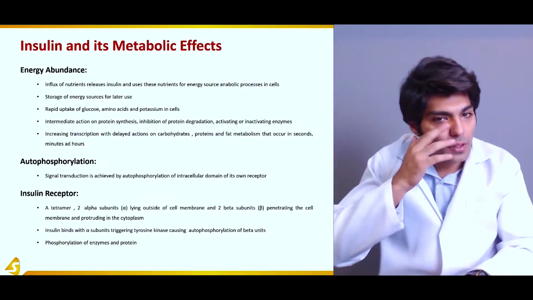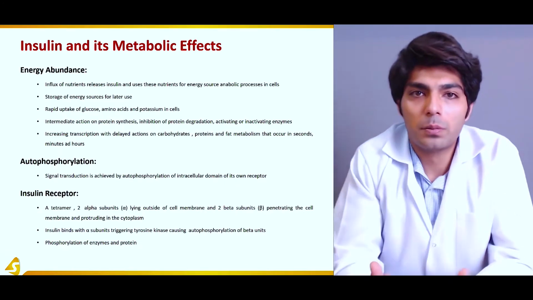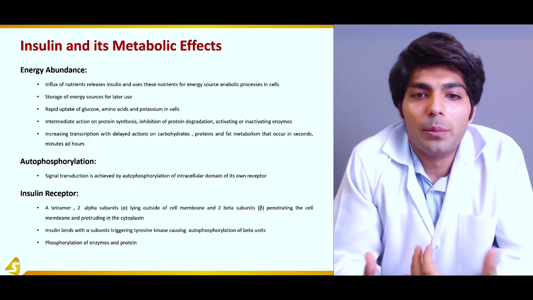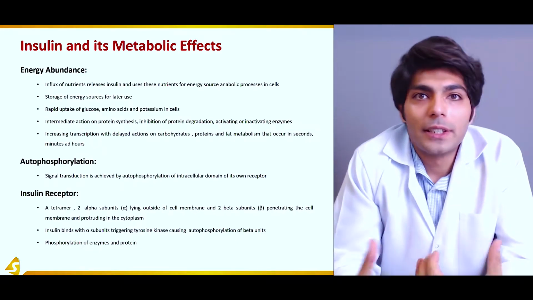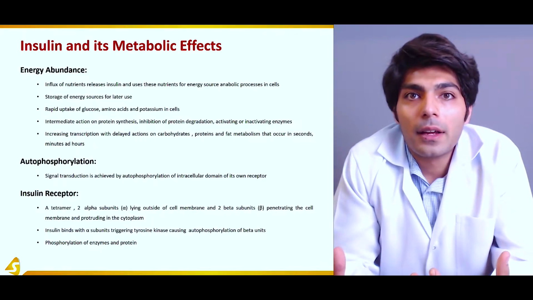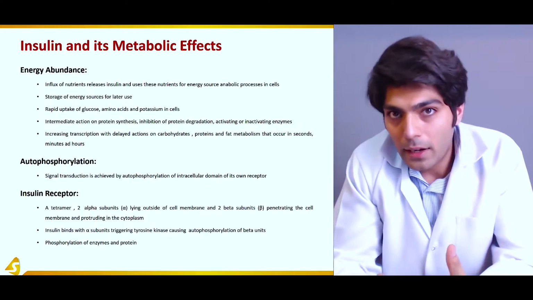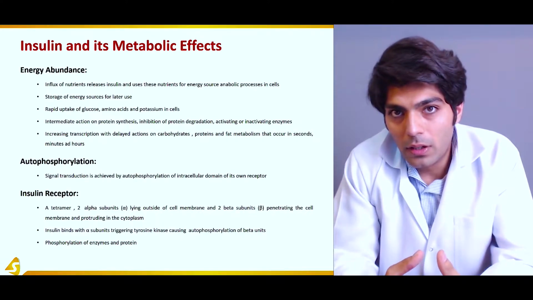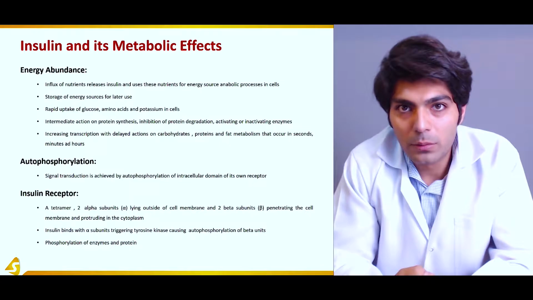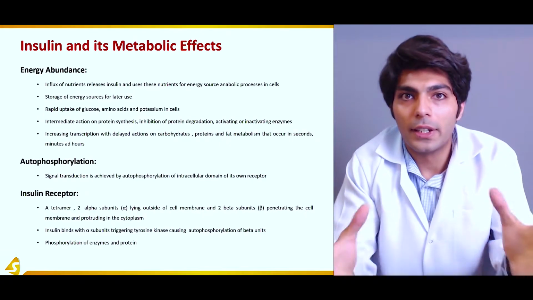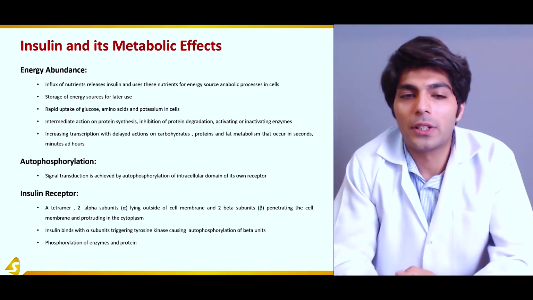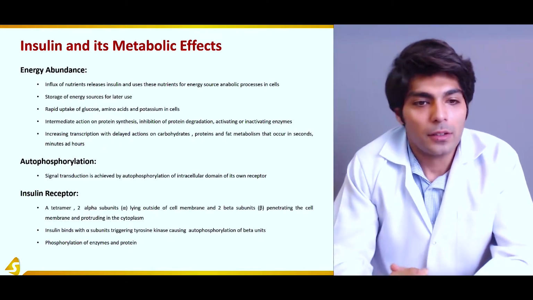So we know it's an energy abundance. Energy is required because it has an anabolic effect. There is more synthesis of complex molecules, so more energy is required for building smaller molecules into a larger molecule. So energy is utilized. ATP is utilized.